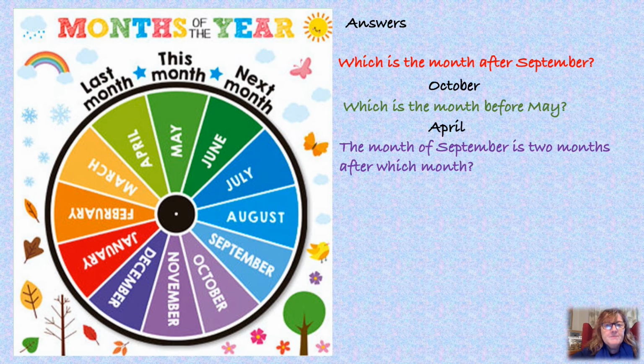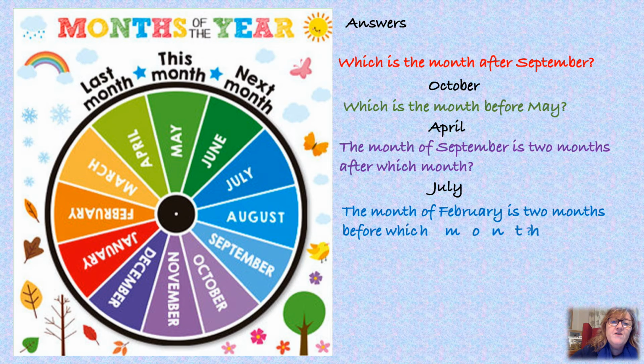The month of September is 2 months after which month? How am I going to find that one? September is after this month, but 2 months after. So I've got to jump back 2 months, haven't I? So jump back 1 is to August, to 2 is July. So July is 2 months before September.